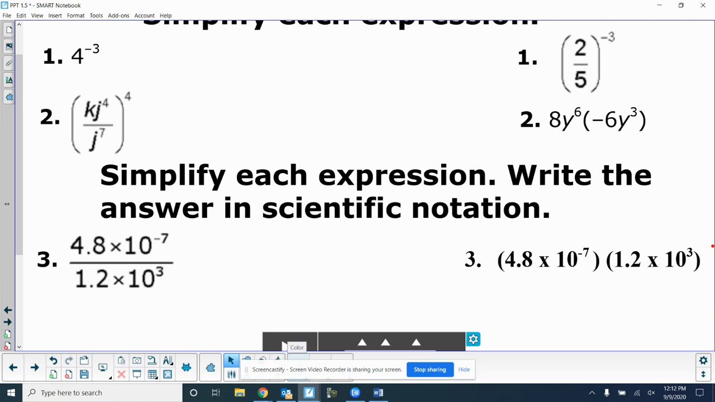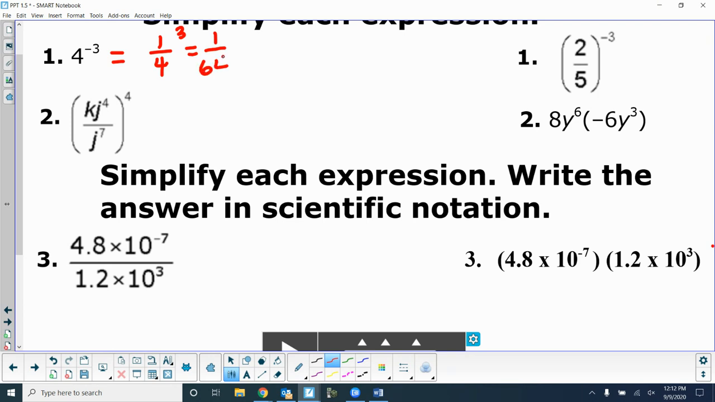Okay, so when we have the negative, somebody told me to do what? Reciprocal. What's the reciprocal of 4? 1 over 4. What happens to the negative 3? Becomes positive 3, which is 1 over 64. Just go 1 cubed and 4 cubed.